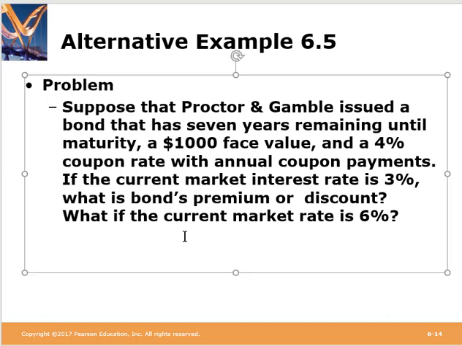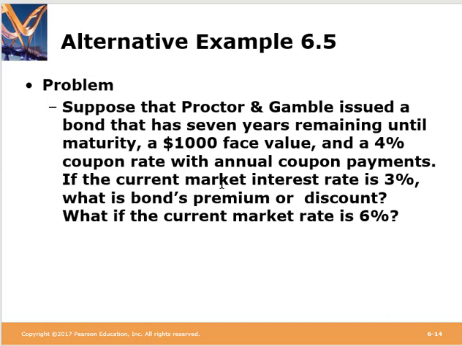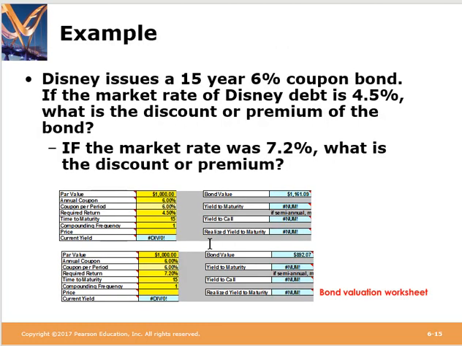So let's look at this particular bond. Procter & Gamble issued a bond, has 7 years remaining. It's $1,000 face, a 4% coupon, and it's making annual coupon payments. If the current market interest rate is 3%, what is the bond's premium or discount? And then what if the current market rate were 6%? So let's see how this might work.